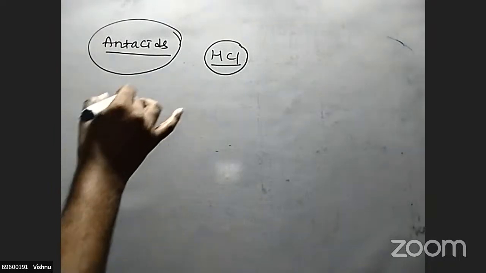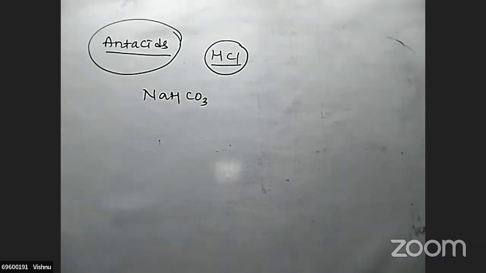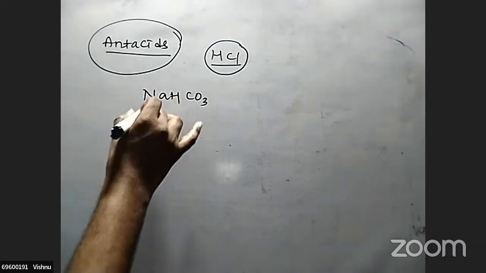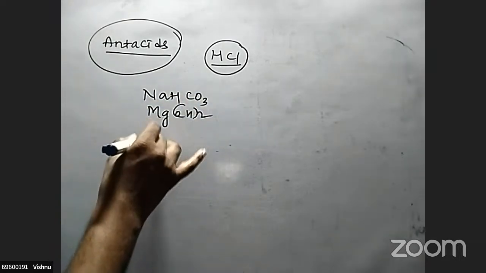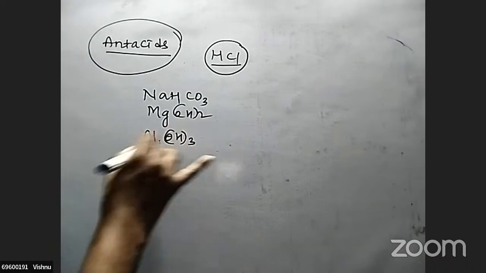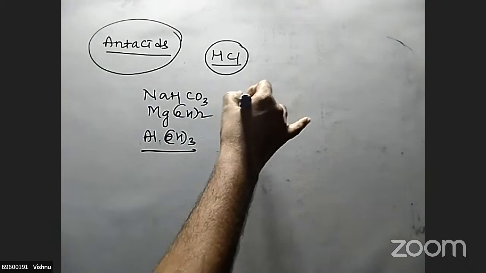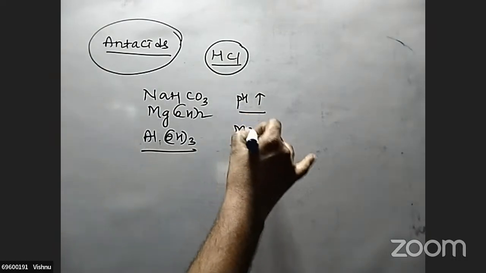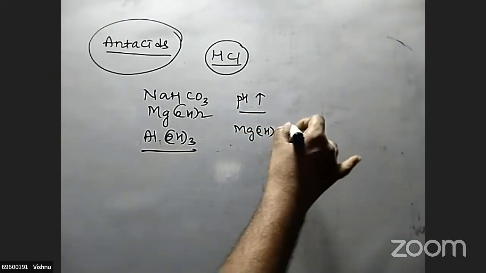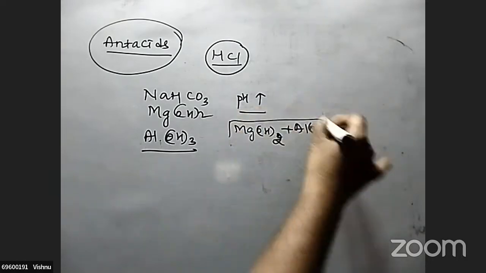So what are the antacids? Some examples are sodium hydrogen carbonate, magnesium hydroxide, and aluminum hydroxide gel. These are called antacids. Antacids generally increase the pH value, so the acidic nature decreases, and sometimes a mixture of magnesium hydroxide and aluminum hydroxide is also used as an antacid.